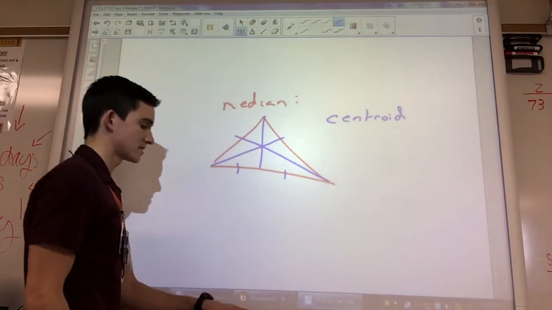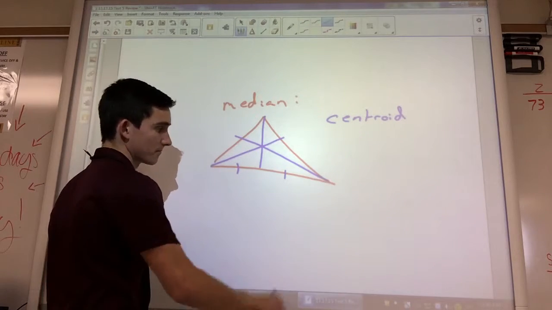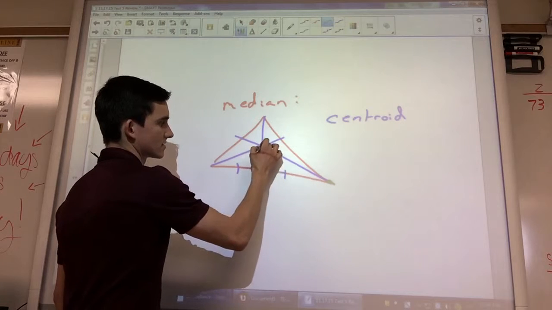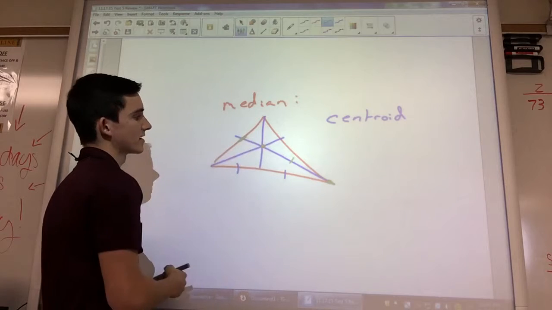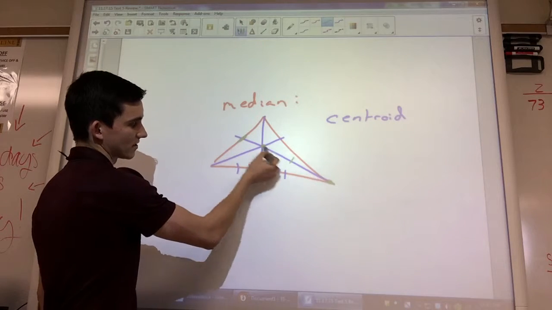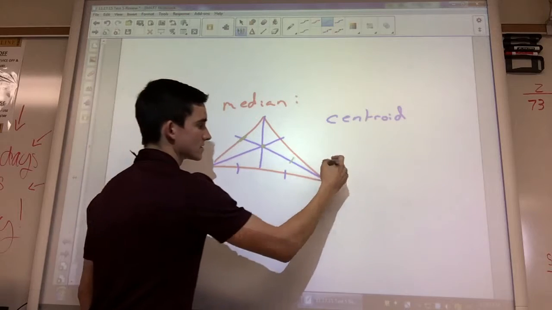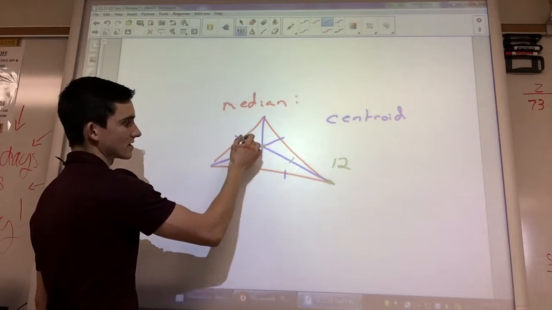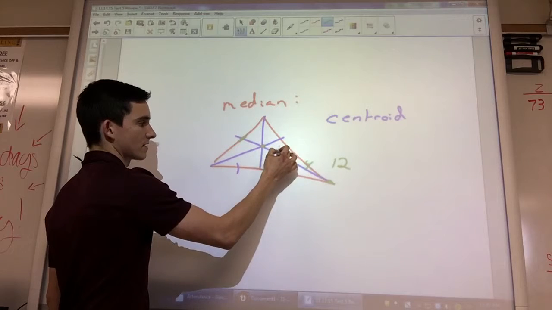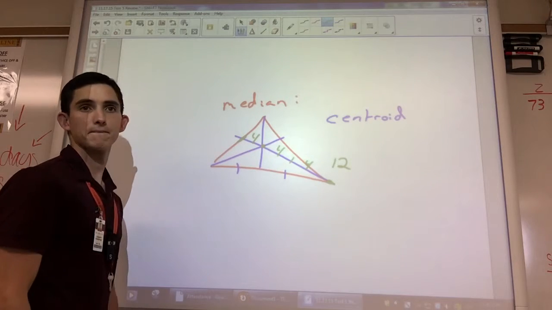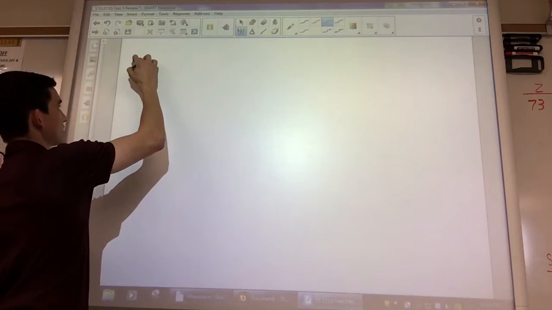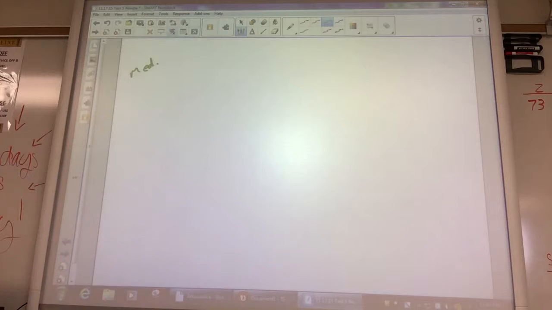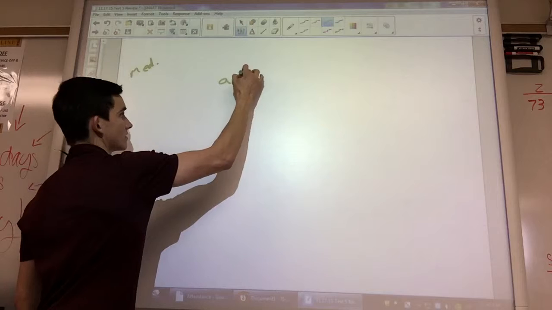And what you need to remember about a centroid is that the distance from the vertex to the centroid is 2/3 of the way all the way across to the other end. So for example, if this entire median was, say, 12 long, from here to here is 12 long, that means this is 4, and that is 4. That's the idea of medians and centroids. So we've done median. I'll put a reminder up here. Then there's also angle bisector.